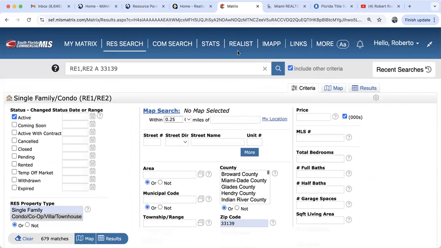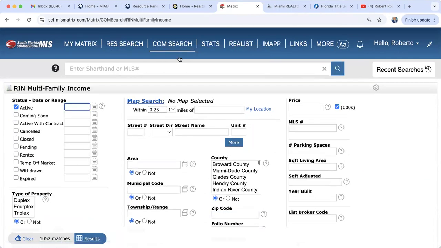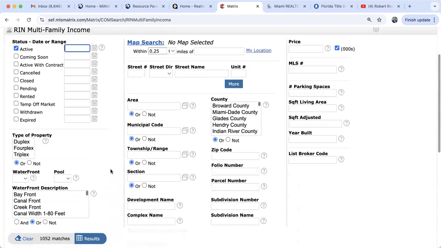Okay. Now, what if you guys are looking for multifamily? Well, here I have residential multifamily, or income. These are your duplex, your triplex, and your fourplex. So I'm going to go ahead and click on that one. And we are going to now try and run a simulation of a duplex scenario. So we're going to look for a duplex and we're going to search for this duplex in Miami-Dade County.